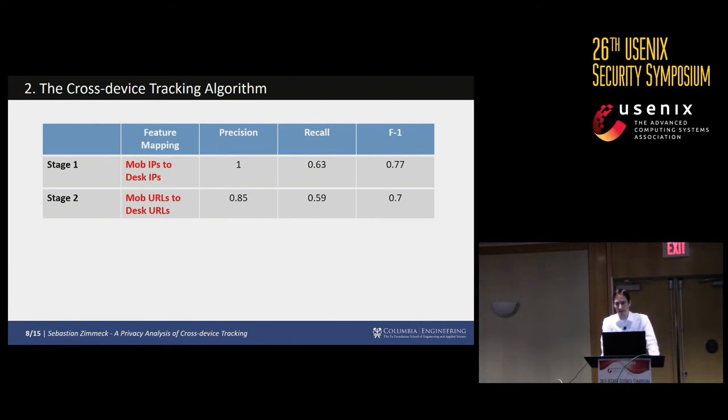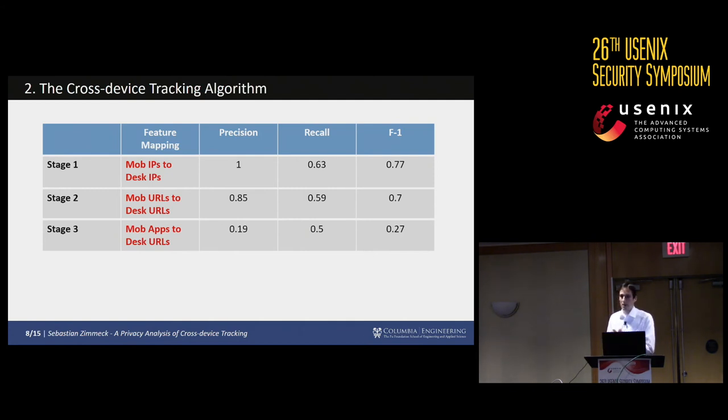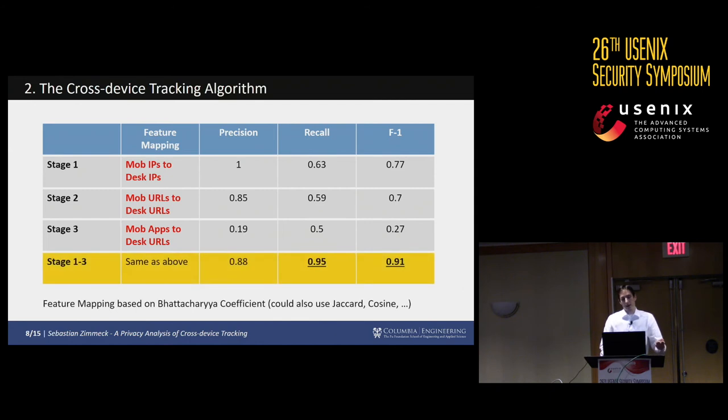And you can see the results here. So this is the second most successful feature. And then you can try to map mobile apps to desktop device sites. So for example, you can take the package name, com.facebook.katana, for example, and match that to Facebook. And that still also has some signal. And when you combine these three stages and you run this algorithm that I just described for each feature, then these are the results you get on our data set.